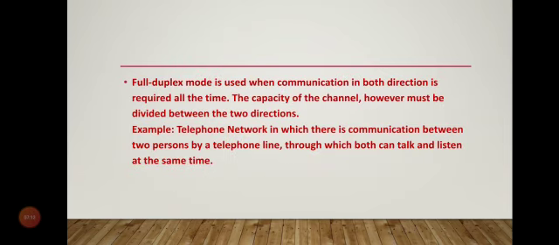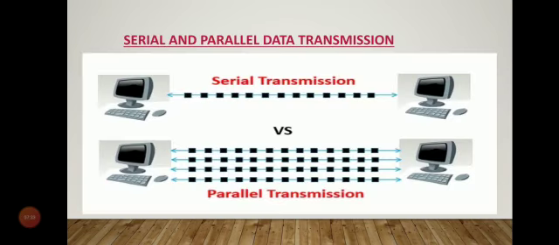Full duplex mode is used when communication in both directions is required all the time. Dear students, the capacity of the channel, however, must be divided between the two directions. For example, a telephone network, in which there is communication between two persons by a telephone line, through which both can talk and listen at the same time.